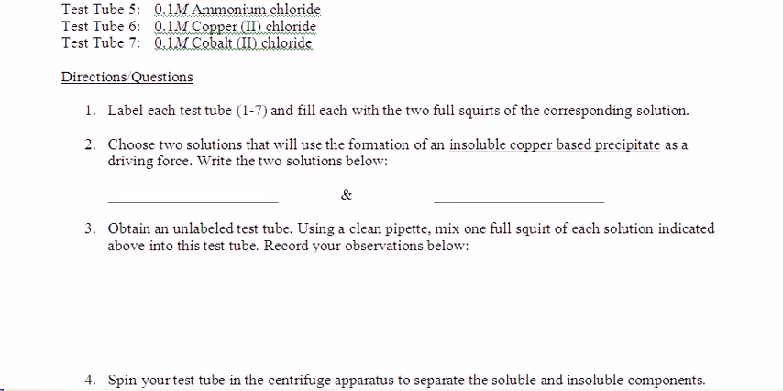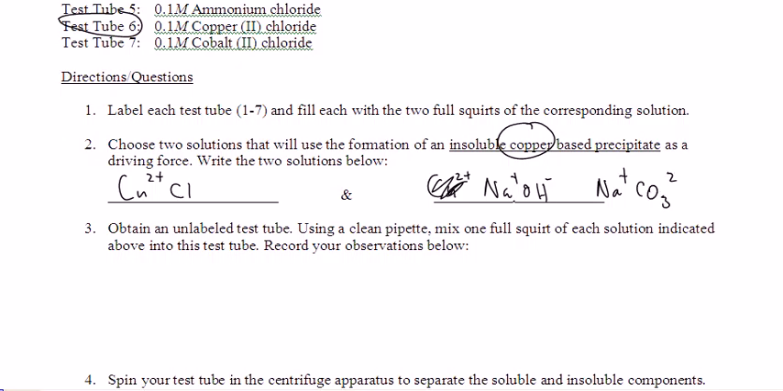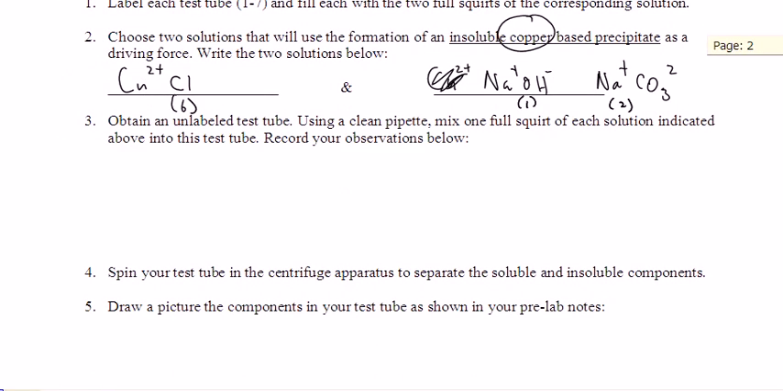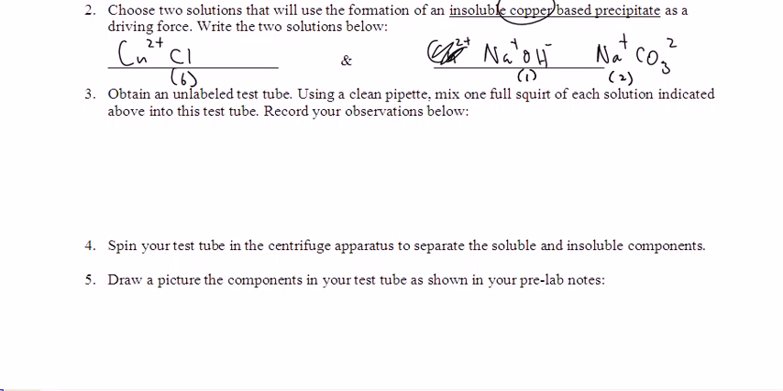For the first one, you wanted to make a copper-based precipitate. You obviously had to use tube 6, which was the copper chloride solution. You could have used either the sodium hydroxide solution, which is tube 1, or the sodium carbonate solution, which was tube 2. You're going to make the copper hydroxide or the copper carbonate. Both will work. Record your observations.